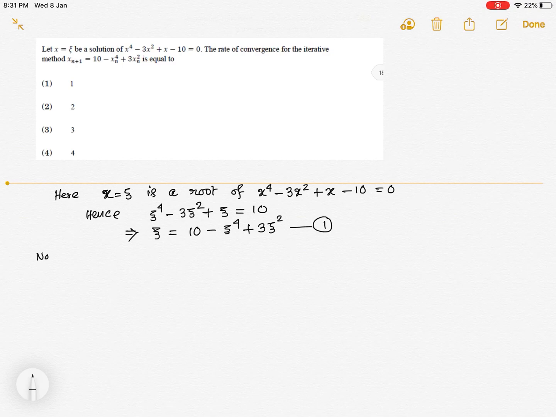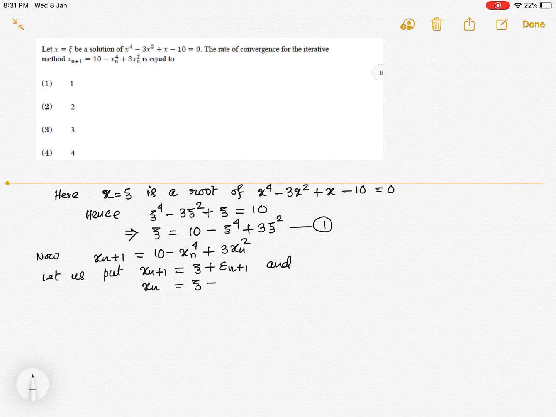Now the iterative scheme is given by x_{n+1} = 10 - x_n^4 + 3x_n^2. In order to find the rate of convergence of this iterative scheme or method, let us put x_{n+1} = xi + epsilon_{n+1}, where epsilon is the corresponding error, and x_n = xi + epsilon_n.